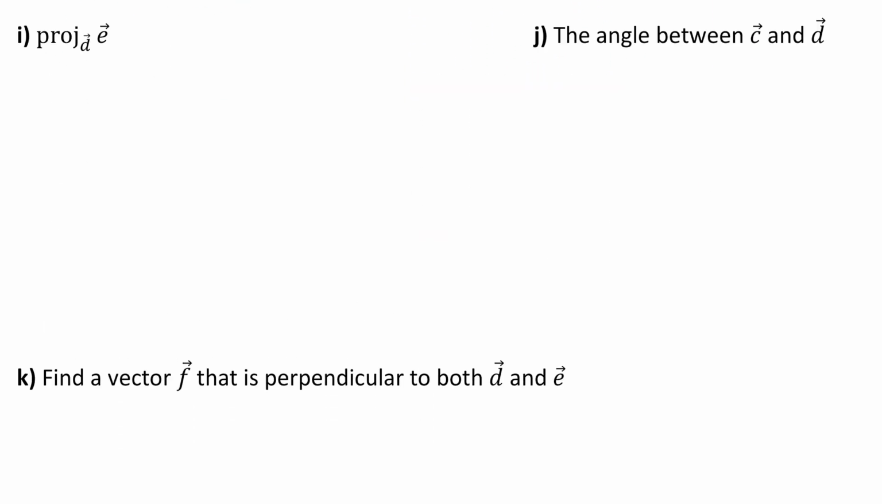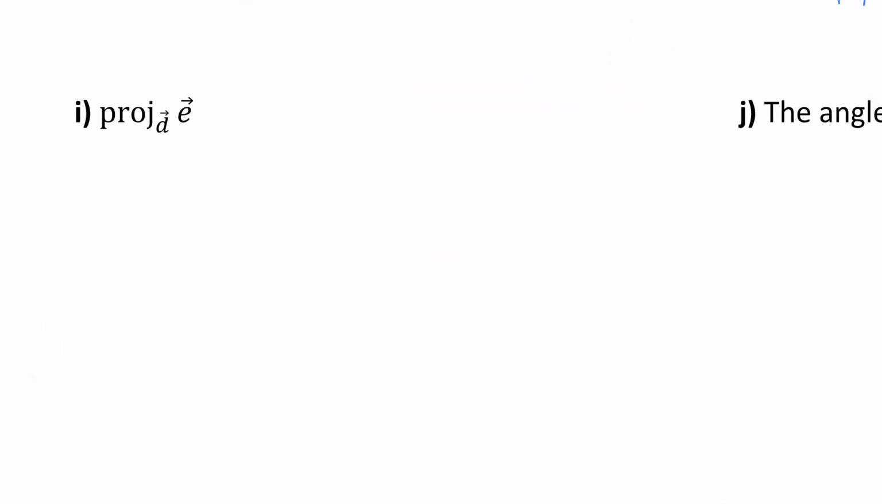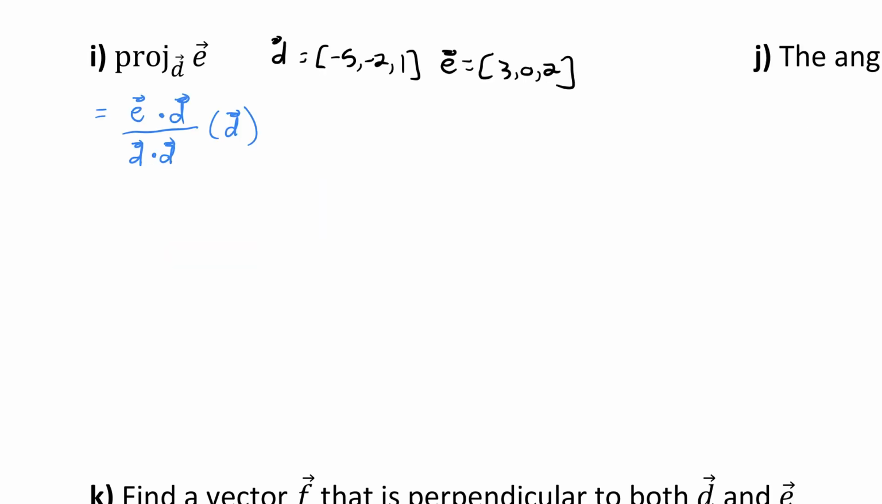And because this is a volume, I should write units cubed. Part I asks me to find the projection of E onto D. This is a vector projection, so my answer is going to be a vector. And I can get that vector projection by doing the formula E dot D divided by D dot D multiplied by vector D. All right, when doing E dot D, I'll multiply the x's. -5 times 3 is -15. Plus multiply the y's. -2 times 0 is 0. Plus multiply the z's. 1 times 2 is 2.